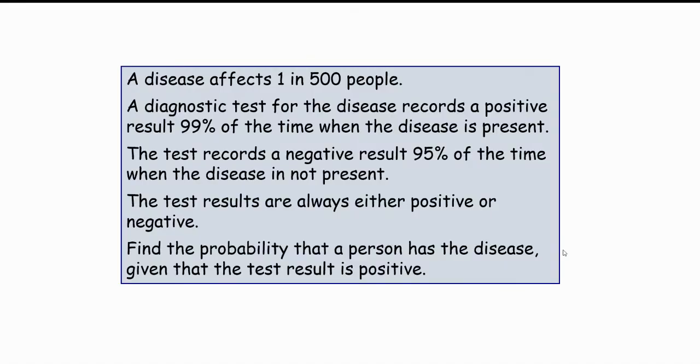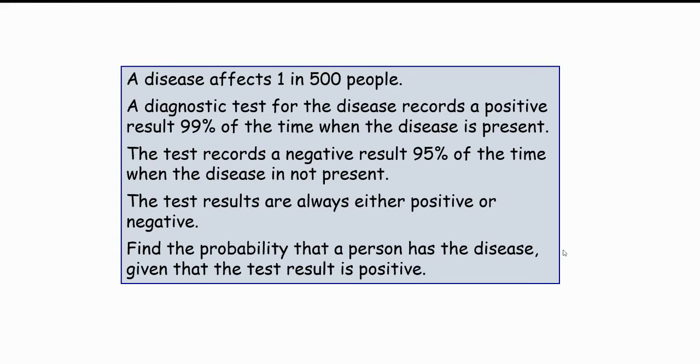Okay, so a disease affects 1 in 500 people. A diagnostic test for the disease records a positive result 99% of the time when the disease is present, and obviously 1% of the time when it is not present. So sometimes it gets it wrong. Sometimes it'll say you've got the disease when you haven't, 1% of the time.